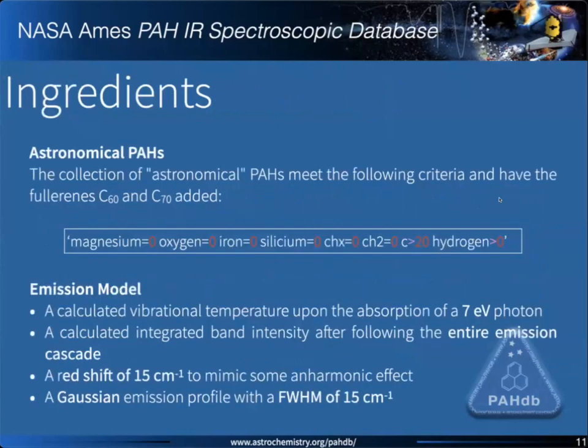The pool of astronomical PAHs used in PyPAHdb meet the following criteria and include the fullerenes. That is, PAHs not containing magnesium, oxygen, iron, silicon, no side groups, and not fully dehydrogenated, except of course for the fullerenes. To convert PAHdb's integrated absorption cross-sections into emission spectra, a PAH emission model is used that computes the vibrational temperature after absorbing a 7 electron volt photon, following the entire emission cascade, applying a redshift of 15 wavenumbers to mimic some anharmonic effects, and using Gaussian line profiles with a fixed width of 15 wavenumbers.